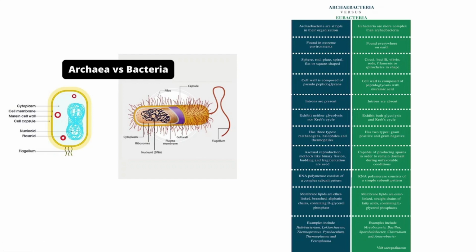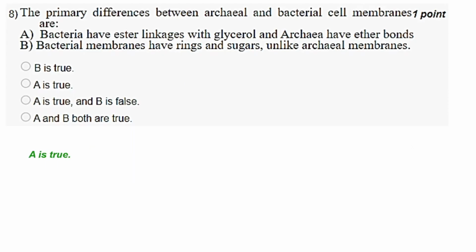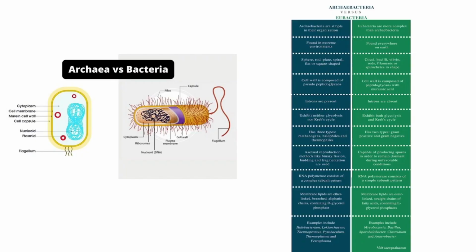So the main difference between archaea and bacteria is the cell wall. One has peptidoglycan, one has pseudopeptidoglycan, and one has ether linkages. The other prefers ester linkage. That's why option A was correct. Okay. This is a very theoretical question. There's no concept in it. You just have to study and remember. So that's it. You can just search Google also for the differences between archaeal and bacterial cell membranes.